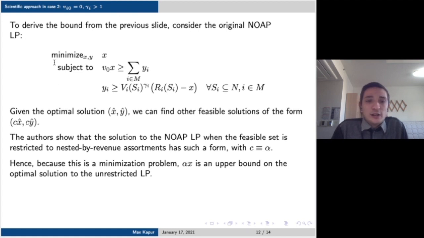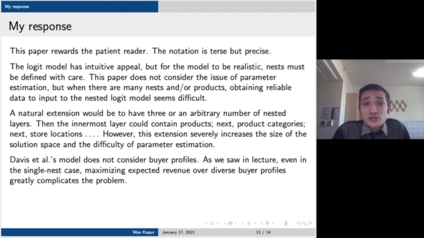The way that this bound is derived is by considering the original NOAP linear program. Given the globally optimal solution to this problem, x, y, it's not too hard to show that there are other feasible solutions of the form cx, cy. And the authors show the solution to the problem when we restrict our attention to just nested by revenue assortments instead of all assortments has precisely this form, where c equals alpha from the previous slide. So because this is a minimization problem, alpha x will become an upper bound on the optimal solution to the unrestricted LP.